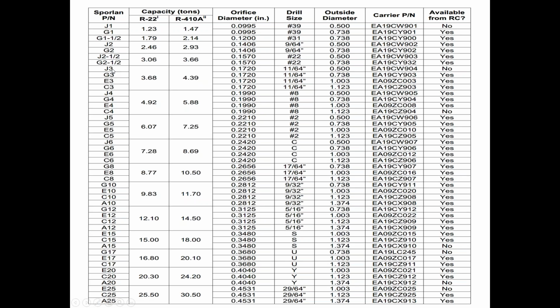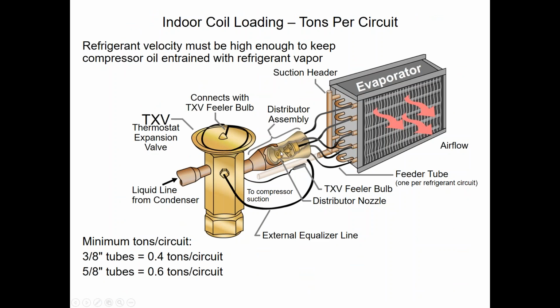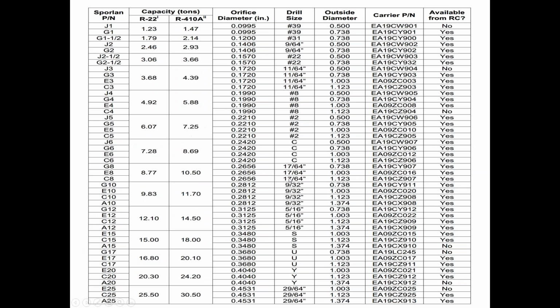Now you could have a J3 nozzle, which will give you 3.6 tons with R22, 4.3 with R410, or you could have a J4, which your tonnage goes up. You can have a J5. So basically what's happening is the hole through the center. Again, the number is the hole right here in the center of the nozzle. The letter is the outside diameter, so the nozzle fits inside the distributor.